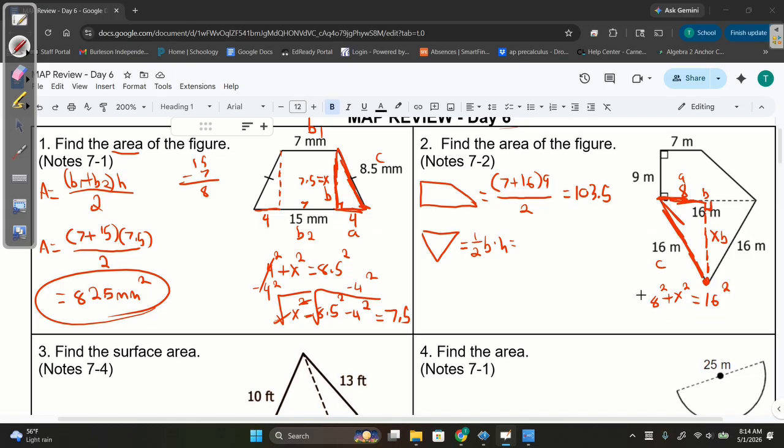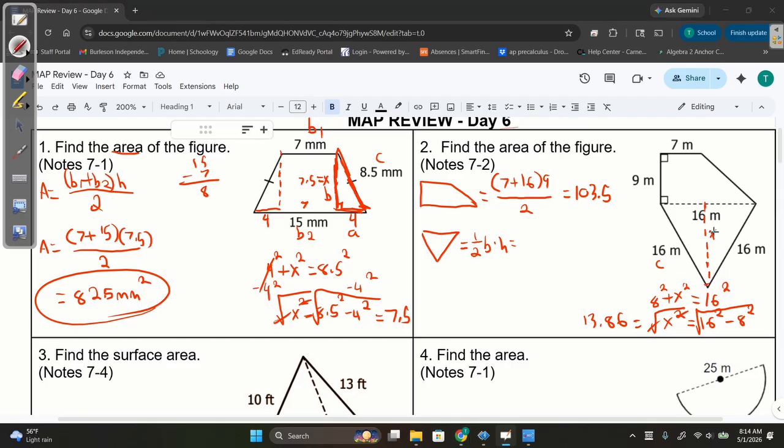Subtract 8 squared from each side to get the x by itself, and then take the square root. When I do that, hopefully, I should get 13.86. So my height here is 13.86.